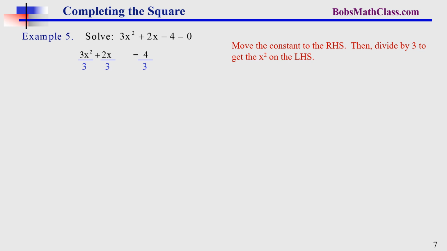3, 3, 3. Everybody gets a 3. So in the first term, the 3's cancel. Then we get 2/3 x in the middle term. And on the right-hand side, 4/3. Don't forget to leave a space.